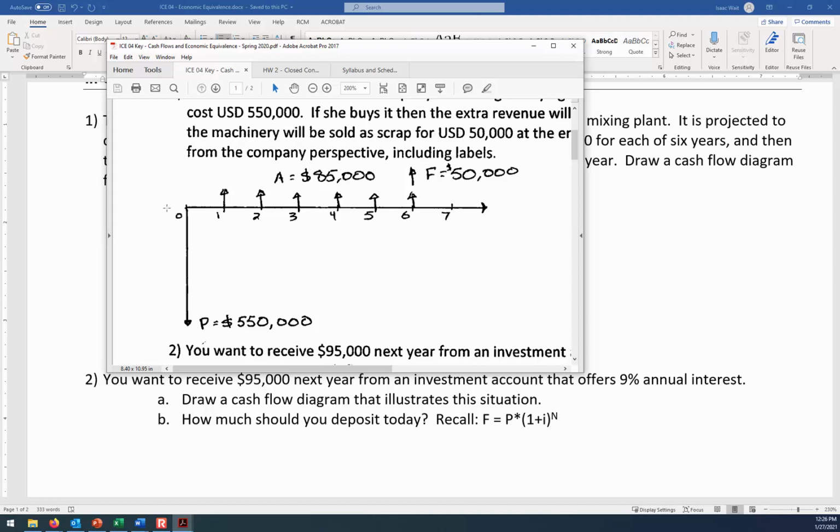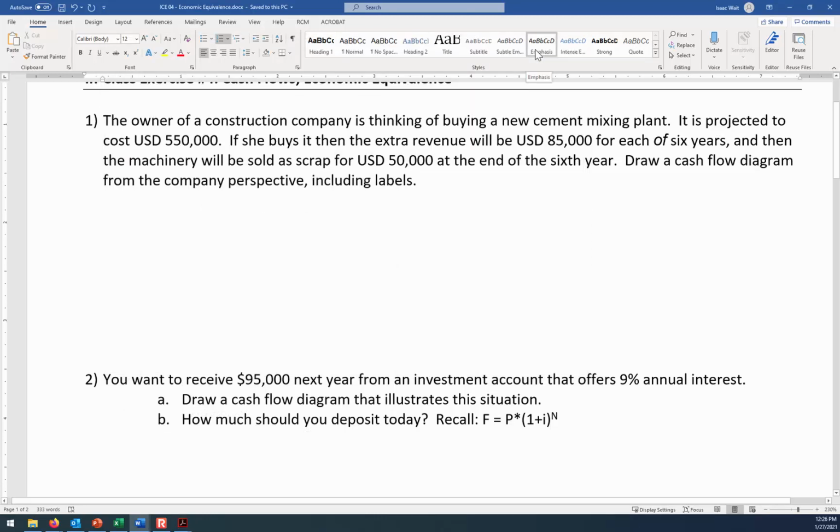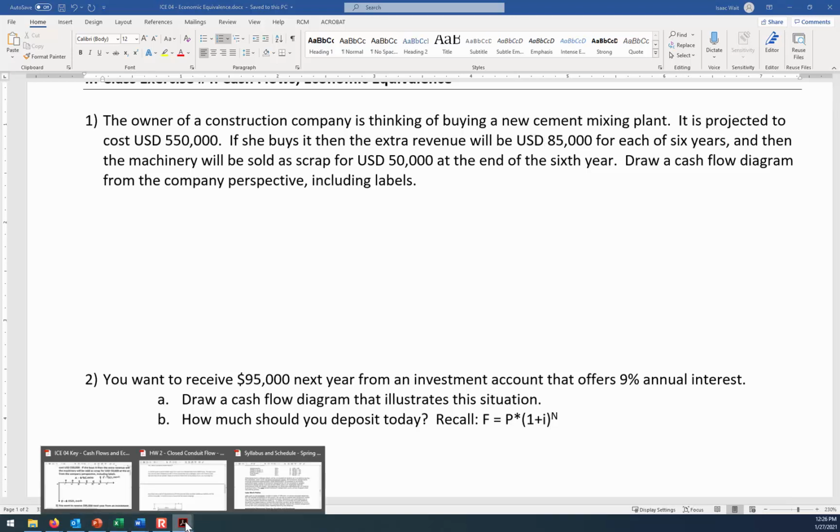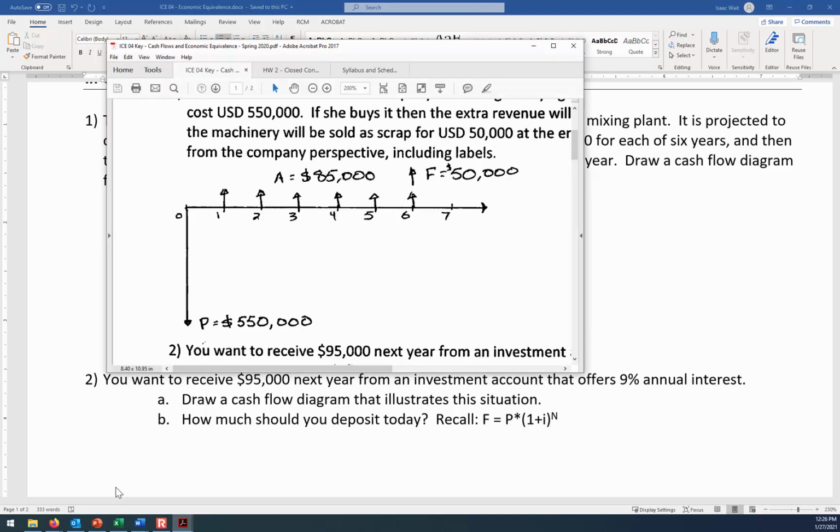Somebody asked, what about having the recurring series starting at time 0? And no, that would not be correct. And the reason why is our default assumption is the end of period assumption. And so our default assumption is you're getting revenue for using the cement plant. And so you don't get the revenue at the beginning of the year, you get the revenue at the end of the year. So it would count it as a mistake if you had the 85,000 starting at time 0.